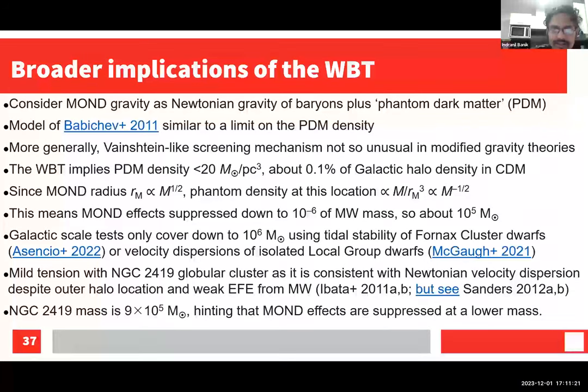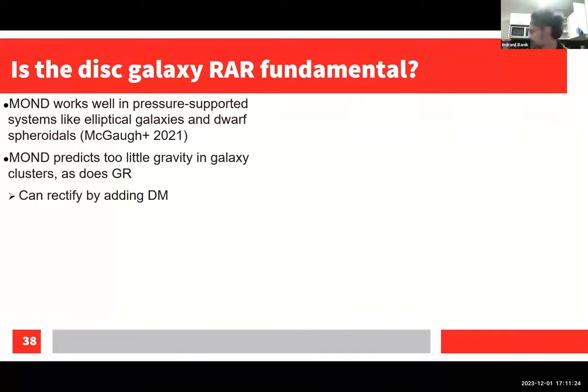But the other thing I wanted to mention in the last 4 or 5 minutes is that the disk-galaxy radial acceleration relation is not fundamental to virialized non-relativistic systems, which are also decoupled from the cosmic expansion. By that, I mean that it doesn't work in galaxy clusters. MOND does work pretty well in pressure-supported systems like elliptical galaxies and dwarf spheroidals. It's well known that it predicts too little gravity in galaxy clusters, which is also true for GR.